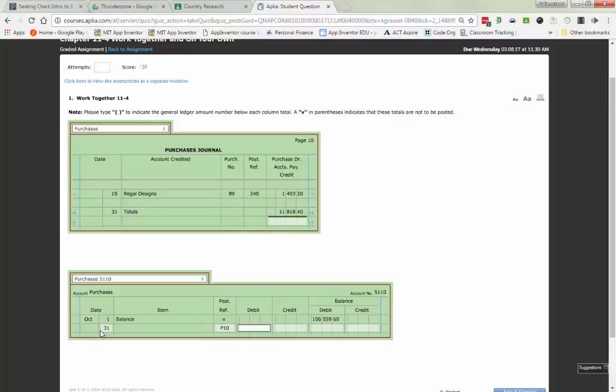My post reference is P10, standing for Purchases Journal, page 10. It's being debited for $11,818.40, even though I just typed the wrong number at first. There was already a debit balance in there, so I have to add the 2 together.